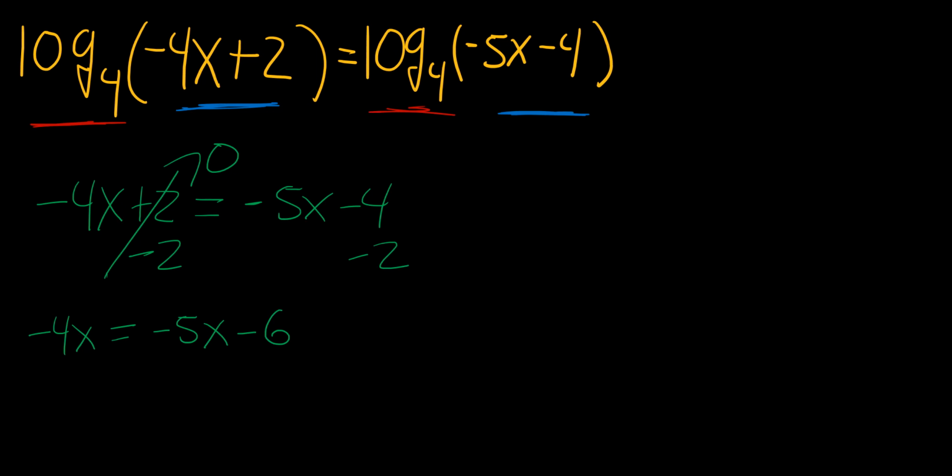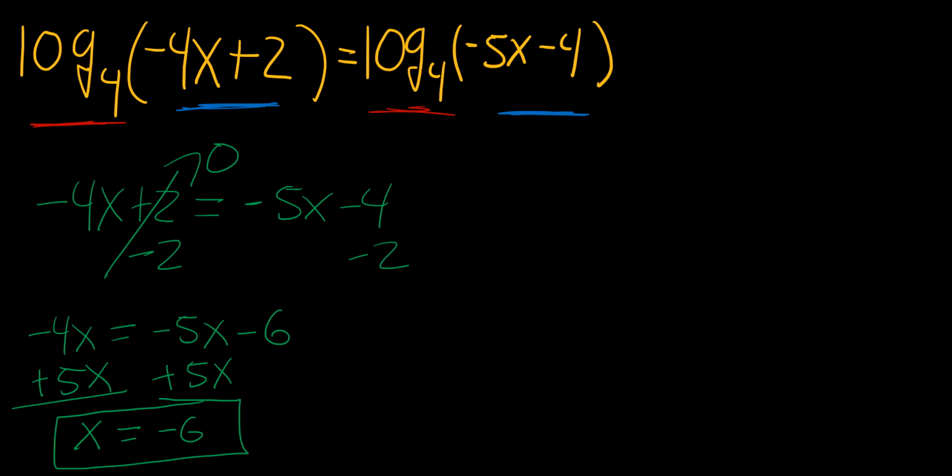We have to continue to combine our like terms, so let's add 5x here, and we're going to add 5x here. And so 5x and negative 4x is just going to give us x, and we'll just be left with x equals negative 6. So that would be the answer.